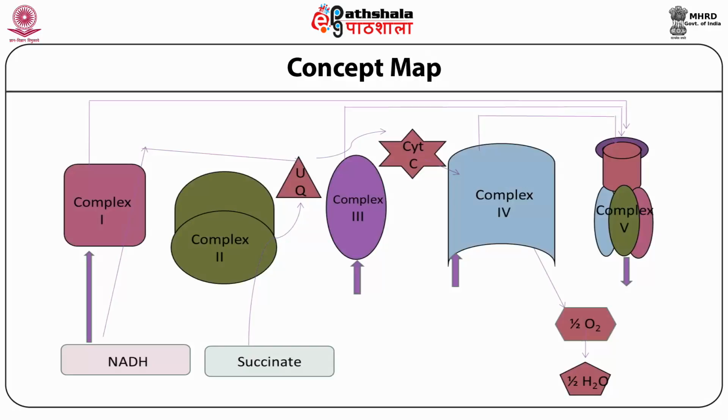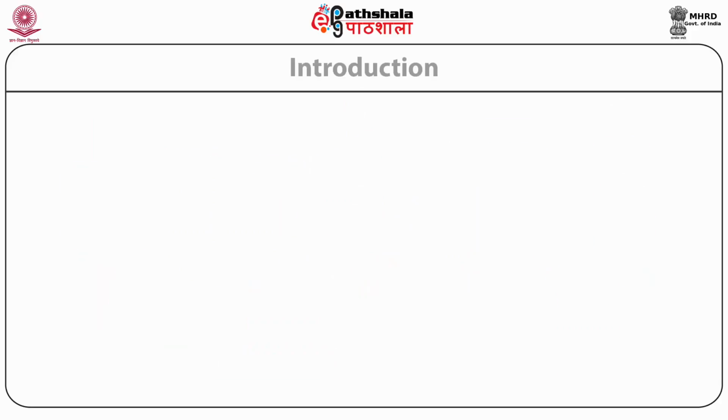Concept map. So let's see how we are going to learn this particular module. In this module, our target is to understand first the inhibitors and uncouplers. The inhibitors mainly target complex 1, complex 2, complex 3, complex 4, while uncouplers target the uncoupling between the electron transport and oxidative phosphorylation.